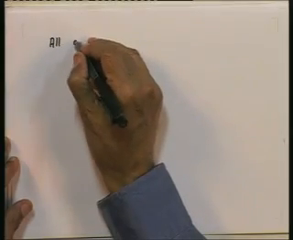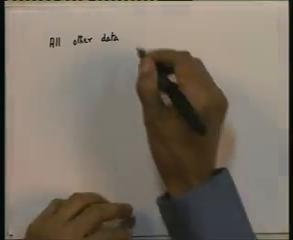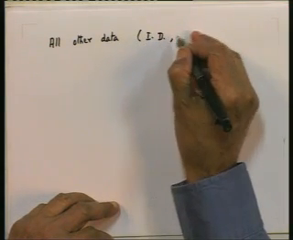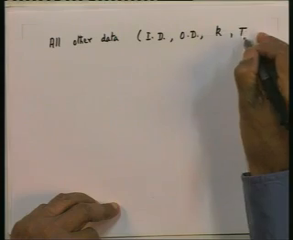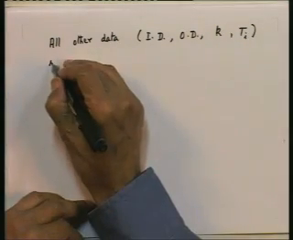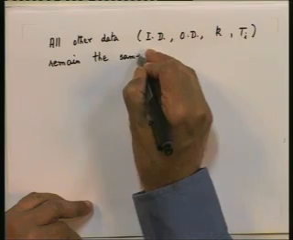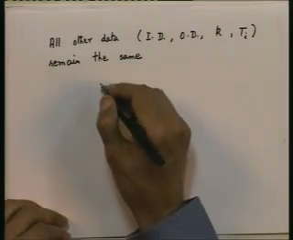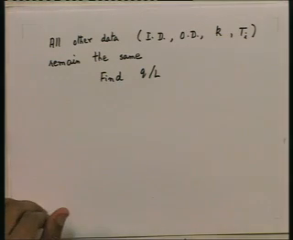What is the other data? The ID of the tube, the OD of the tube, the thermal conductivity K of the material of the tube, and the temperature Ti also remain the same. Find Q by L. All right, that is the change.